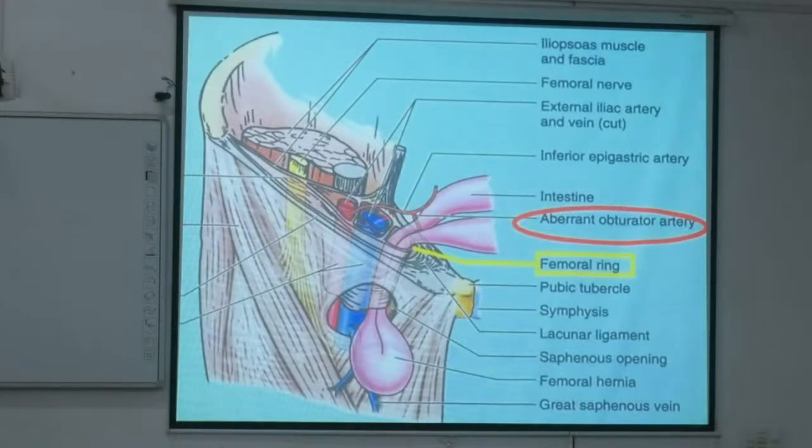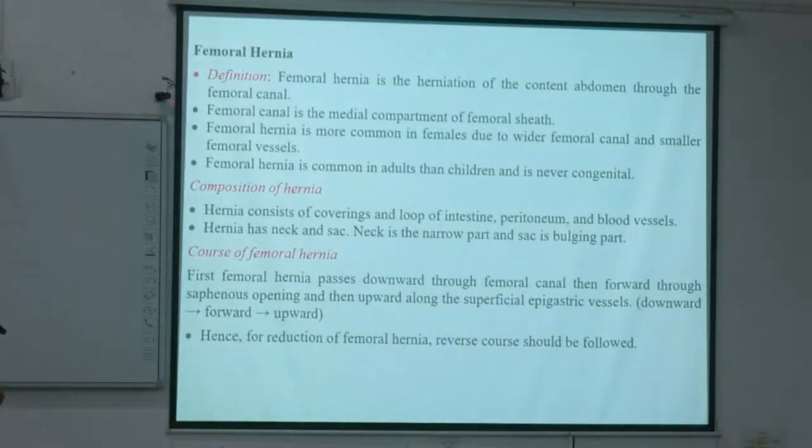See, this is where the herniation is occurring. This bowel content, intestine, is herniating through the femoral canal, and also it is coming out through this saphenous opening. Here is the saphenous opening. See, the great saphenous vein was draining into femoral vein through this opening. So this intestine is passing through the femoral ring, then into the femoral canal, then it is coming out through the saphenous opening and forming a bulge over the femoral triangle. So femoral hernia is herniation of the content of the abdomen through the femoral canal. Femoral canal is the medial compartment of femoral sheath. Femoral hernia is more common in females.